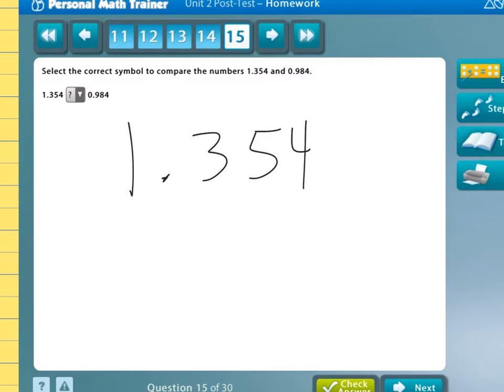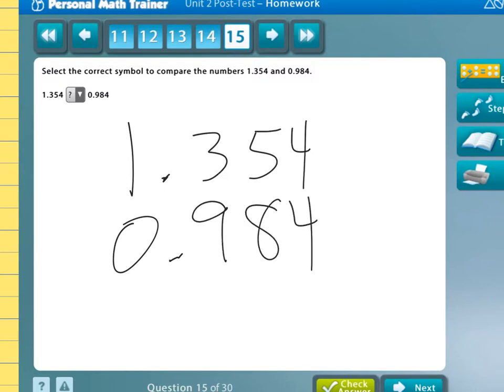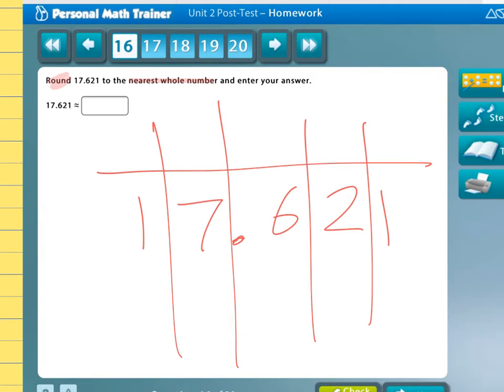Again, comparing them, you have 1.354 and 984 thousandths. So you line them up, line up the dots, compare them. You can see that this has one whole and this has no whole, so 1 and 354 thousandths is greater than 984 thousandths.